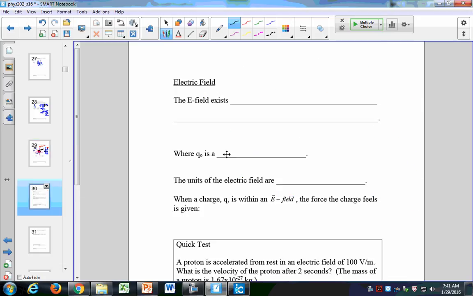We'll see that one more time when we get into electric fields, because electric fields are vector quantities as well. Electric fields are really just something that we make up to describe the force that an object feels when it's in or around an object of either charge or mass. So we've already talked about fields with regards to the gravitational field. It's a tool that we use to describe the gravitational force. And in a similar way, the electric field is something that we use to describe the electric force. The electric field exists in the space around a charged object.